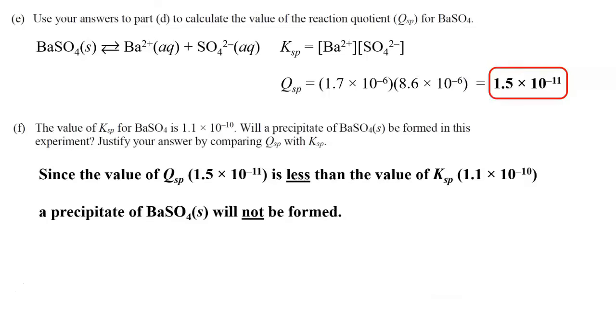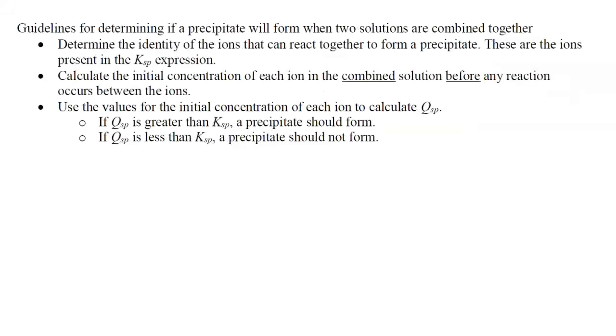So since the value of QSP is less than the value of KSP, a precipitate of barium sulfate will not be formed. So first, for the guidelines for determining if a precipitate will form when two solutions are combined together, determine the identity of the ions that can react together to form a precipitate.